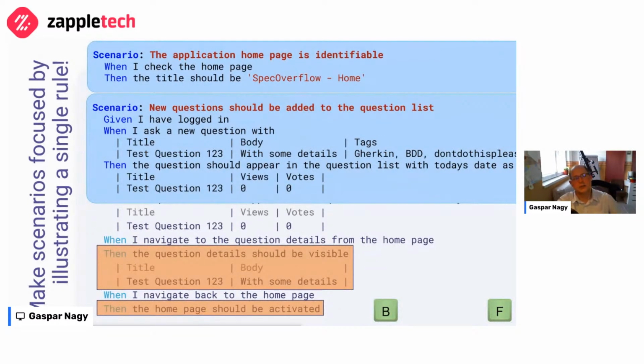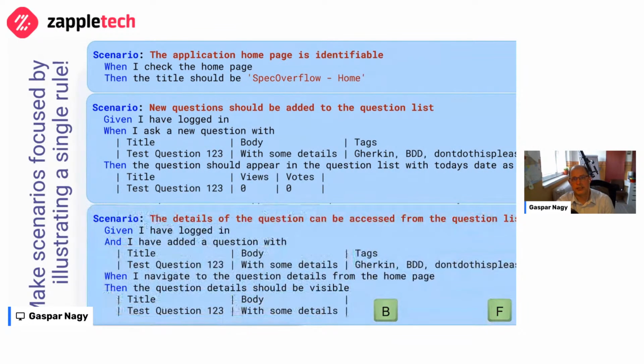So now we have separated all the necessary things to be able to create a new scenario. The last one is when you are going to the question details page and you see the question. Probably the rule behind that was that the details of the question can be accessed from the question list. And these are the steps that were required for that.